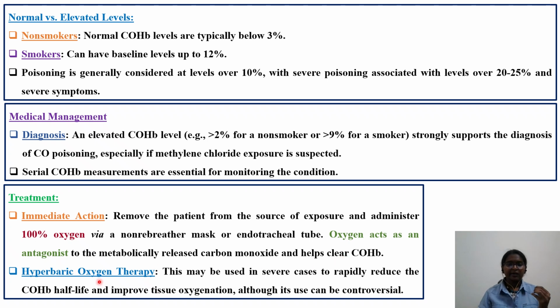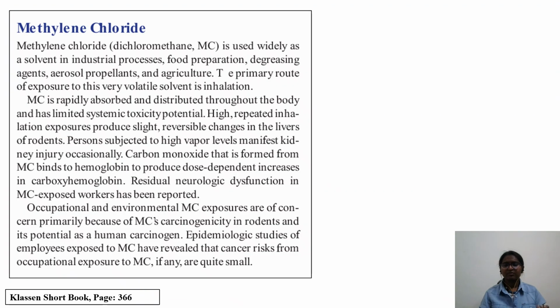Okay, the second one is hyperbaric oxygen therapy, used in severe cases to rapidly reduce this carboxyhemoglobin because of its half-life and improve tissue oxygen. We do not want the brain and heart to be deprived of oxygen. So in such a case, this hyperbaric oxygen therapy will be useful, but it will still have some disadvantages when you go for hyperbaric oxygen. Probably the immune system will be compromised or some kind of adverse effects will be there. Please go back and read.